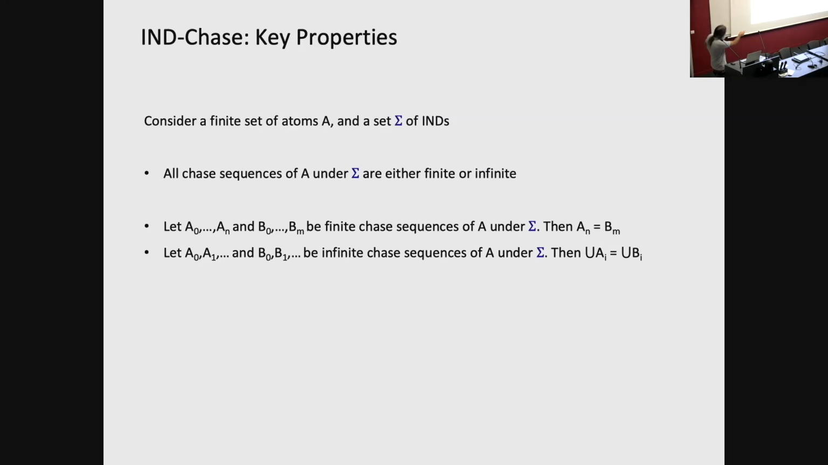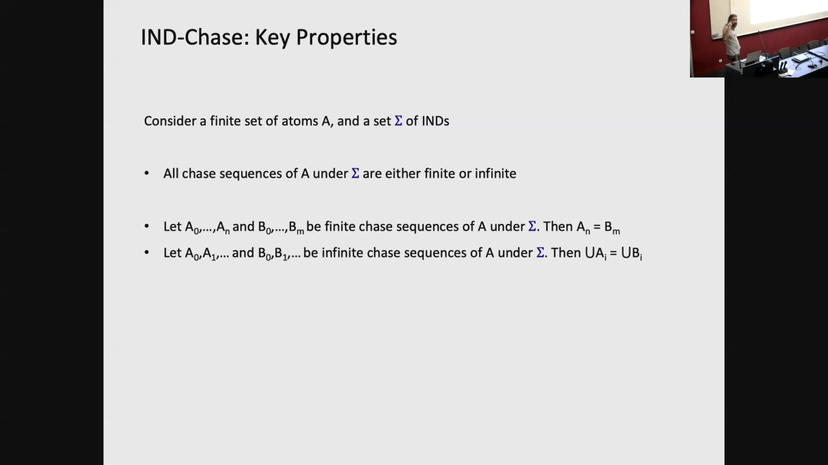So if I have two finite sequences, A_n and B_m, the result of these sequences will be the same set. If I have infinite ones, the infinite unions will be the same. Now, if you open a textbook and read about this, you will not see this property, because usually the way that we choose these new variables is not predefined. There you choose some fresh variables, and therefore the only thing that you can say is that the sets of atoms that you build are isomorphic, not equal. Here I can state equality.